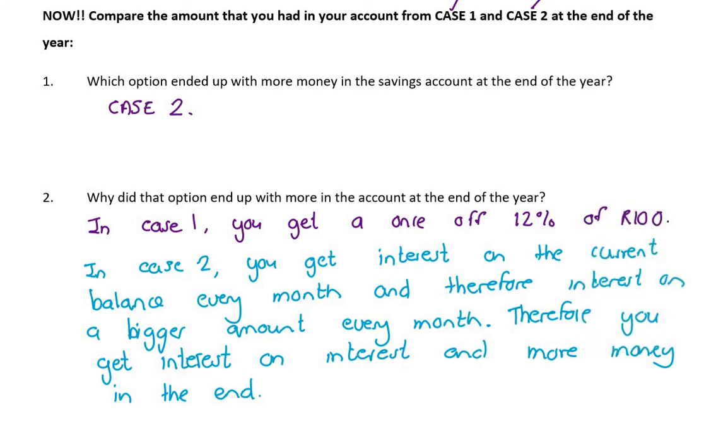So what I've done there is just written out what I've just said. In case 1, you get a once-off interest of 12%, and in case 2, you get interest on the current balance every month, and that current balance is increasing every month, and so you get interest on interest and more money in the end. So ultimately, the more often you compound your interest, the better.